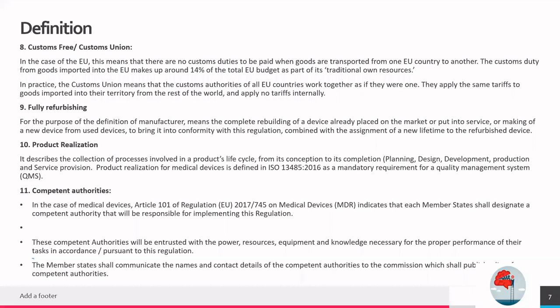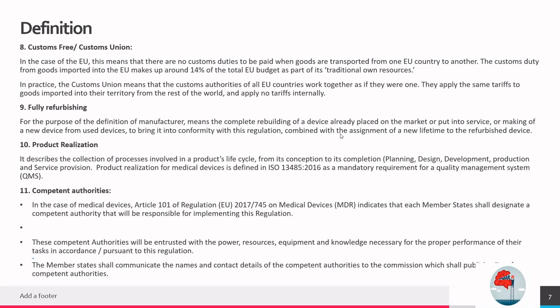In practice, customs union means that the customs authorities of all EU countries work together as if they were one country. So they apply the same tariffs to the goods imported into their territory from the rest of the world and apply no tariffs internally, right? This is for freshers to get to know what it is, what it means, and how the flow of supply of products goes in.